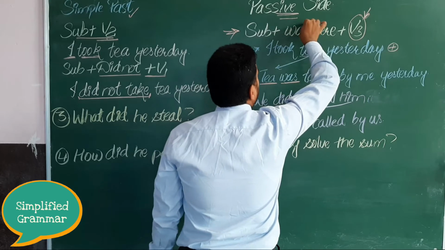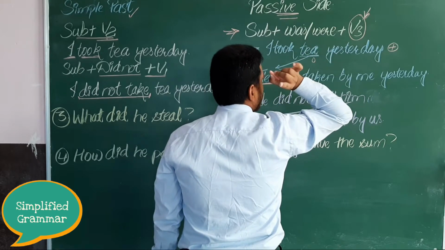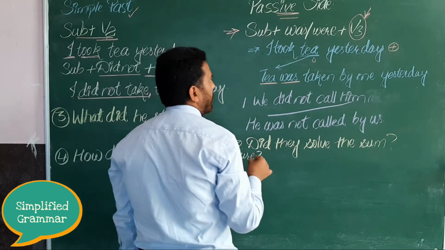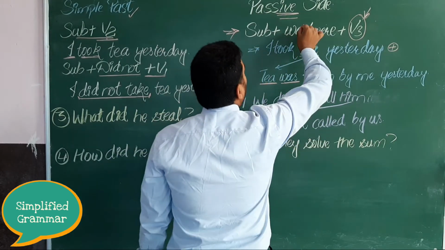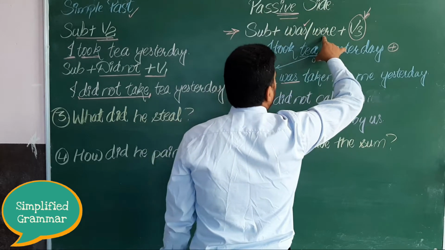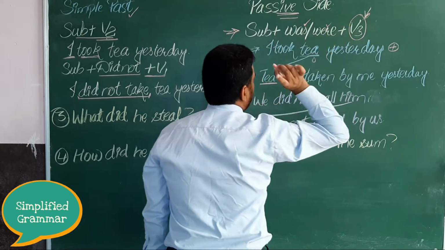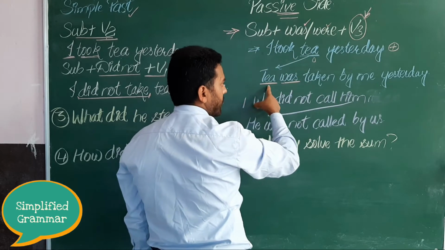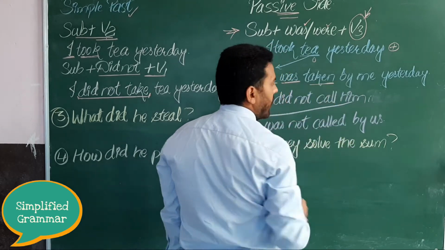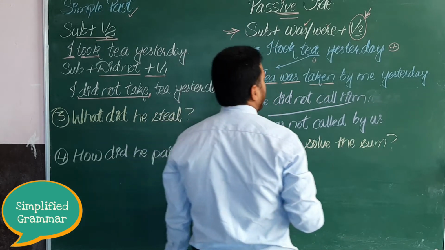You have to use was with the third person singular number. With a singular subject you will use was, and with a plural you will use were. So here it is singular, so you will use the singular verb. Tea was taken. Taken is the third form of take.